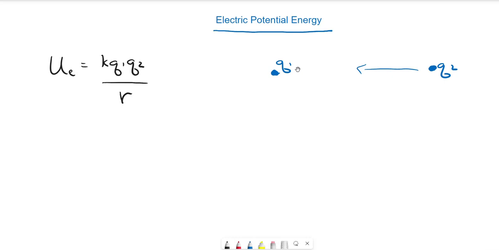And this is also similar to gravitational potential energy, which is G times mass 1 times mass 2 over r. So if you remember that, then again, this is pretty analogous to the gravitational potential energy. So for potential energy, 2 charges and it works as 1 over r.